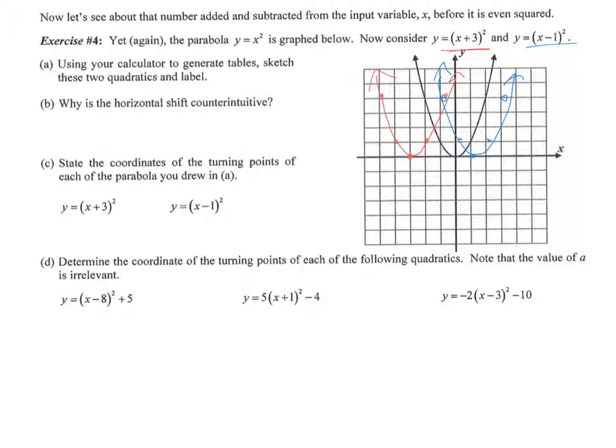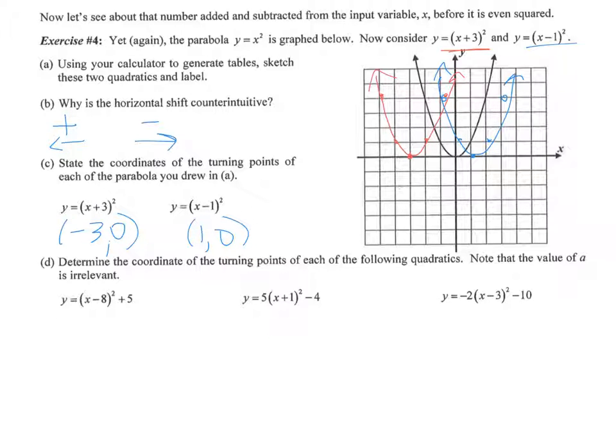So why is the horizontal shift counterintuitive? Adding to the x shifts it to the left, and subtracting from the x shifts it to the right. State the coordinates of the turning points of each of the parabolas you drew. For y equals x plus 3 squared, the turning point is negative 3, 0. And for the other one, it is 1, 0.